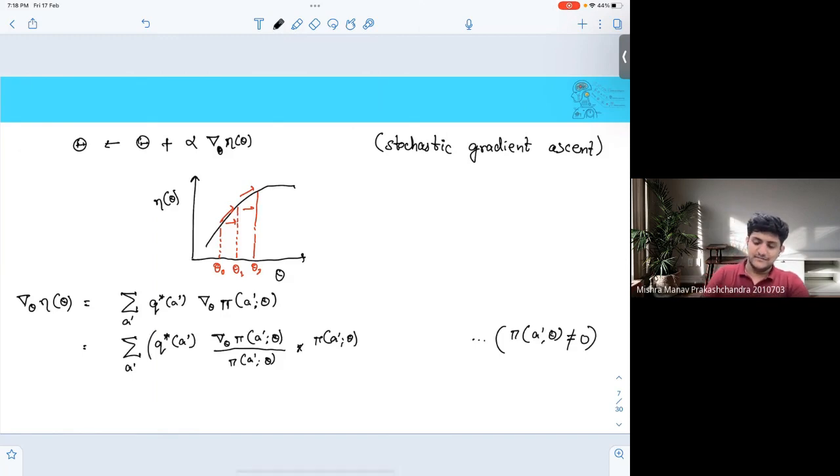So now if I club this quantity together, what it ends up giving me is my expectation conditioned over pi of Q star A prime, gradient of pi A prime theta divided by pi of A prime theta.